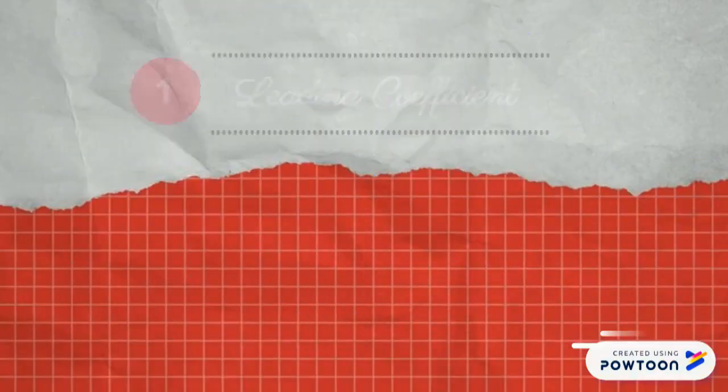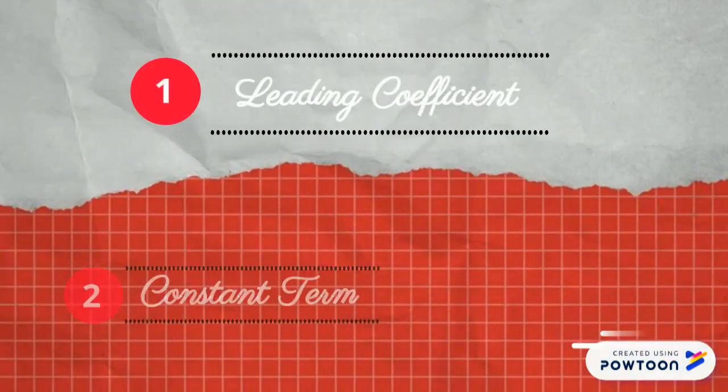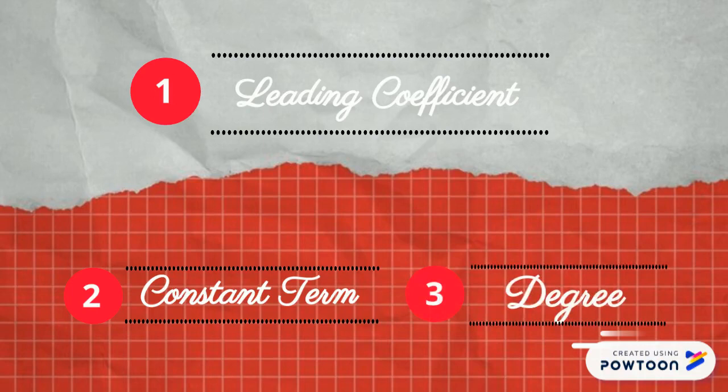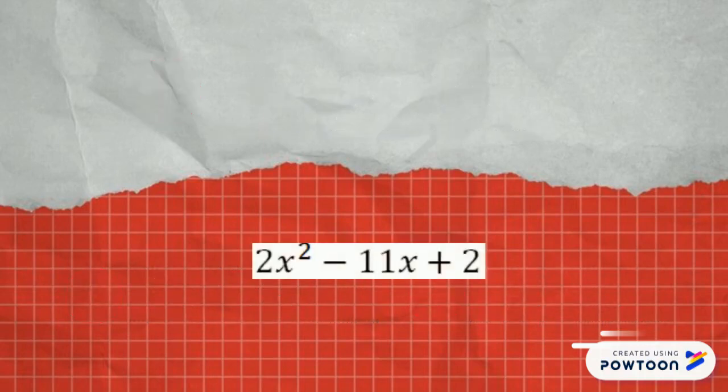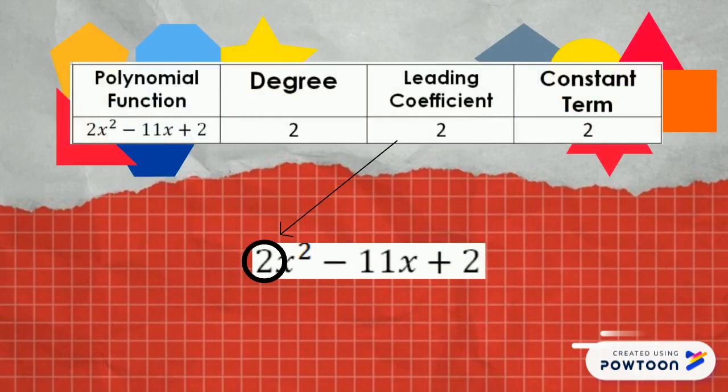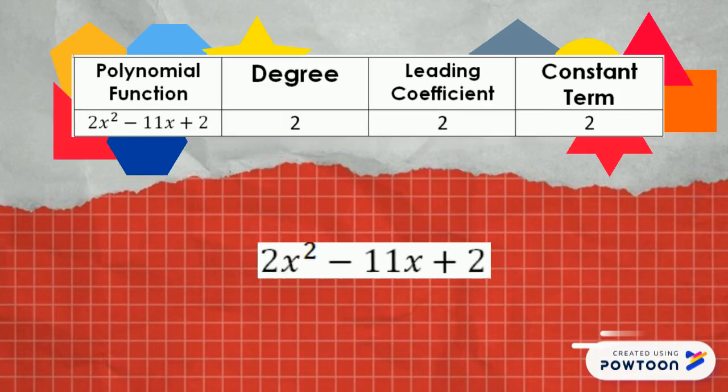In the terms, we have a leading coefficient, the constant term, and the degree. So we have an equation of 2x squared minus 11x plus 2, where the number 2 is the leading coefficient, or the first term, the number with the variable that has a higher degree. The constant term is the number 2 because it has no variable beside it but only a whole number, and the degree of this equation is also 2 since the highest exponent is 2.